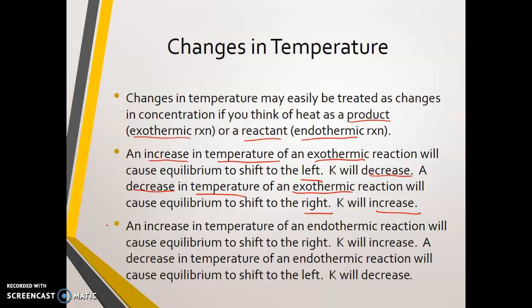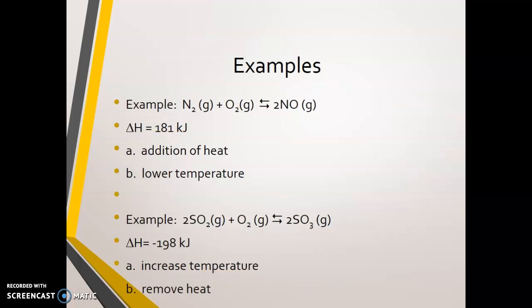An increase in temperature in an endothermic reaction will cause the equilibrium to shift to the right, and K will increase. A decrease in temperature of an endothermic reaction will cause the equilibrium to shift to the left, and K will decrease. So the change in temperature is the only change that is going to affect your K value, or your equilibrium constant.